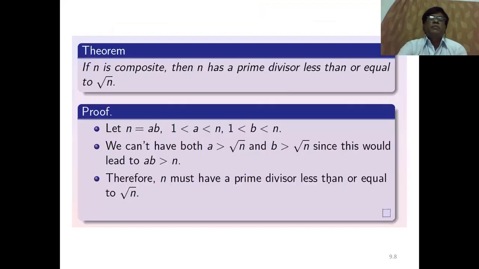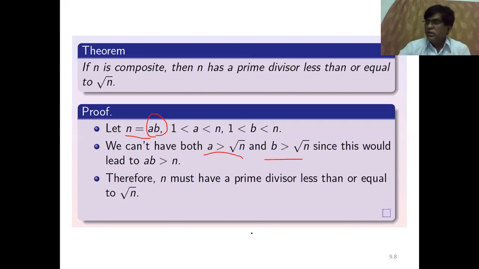Consider the example. If n is composite, it has more than 2 divisors. n has a prime divisor less than or equal to square root n. One proof: if n equals a times b, we can't have both a and b greater than root n.